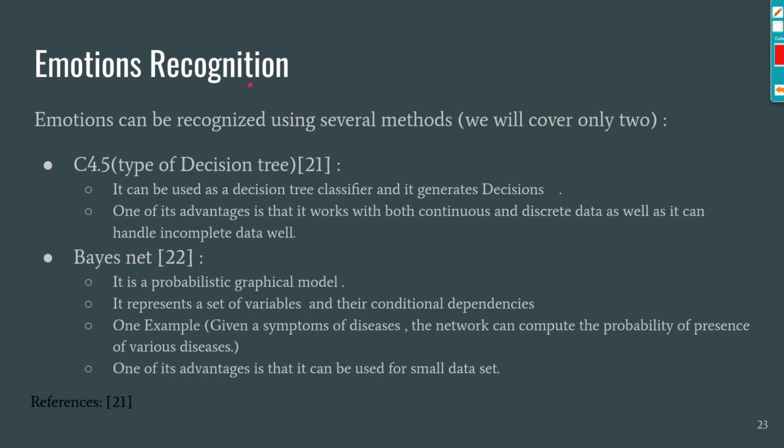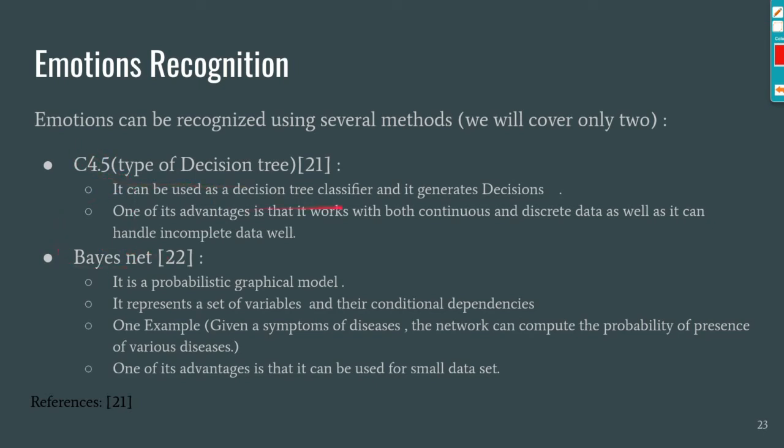Second, we have also explained pose estimation. The last thing: how can we recognize emotions? This is the last step. Emotion can be recognized using several methods, but we will discuss only two methods here, which are C4.5 and BayesNet.